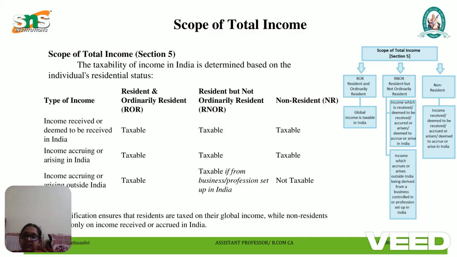Income received or deemed to be received in India is taxable for all three categories. Income accrued or arising in India is also taxable for all three categories: resident, not ordinarily resident, and non-resident. Income accrued or received outside India is taxable only for ordinary resident, and not ordinarily resident. It is not taxable for non-resident. This is the main thing we have to follow to identify the scope of total income.